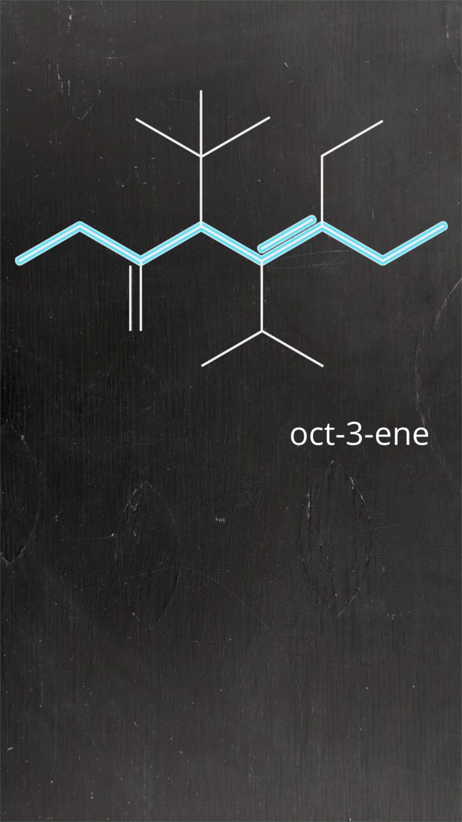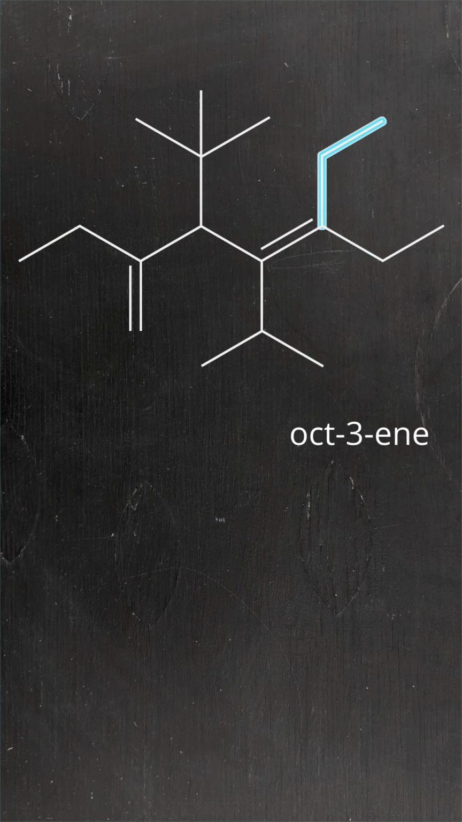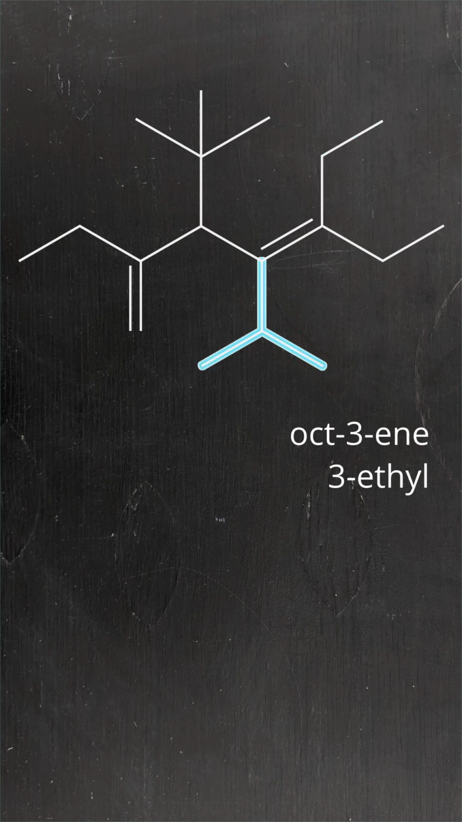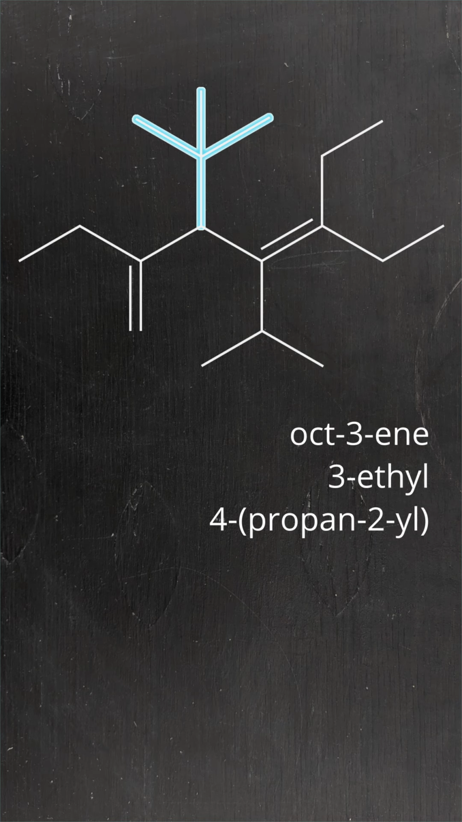The first side chain we find is on the 3rd carbon and is an ethyl group, so let's note that down, 3-ethyl. Next, on carbon number 4, is a propane side chain attached by its 2nd carbon, so we'll call it 4-propan-2-yl. Position number 5 has a group that looks a bit like a chicken's foot.